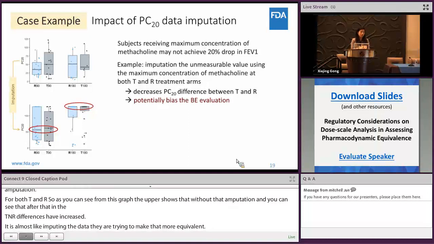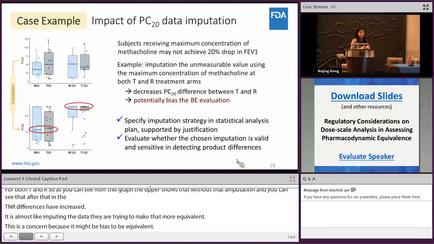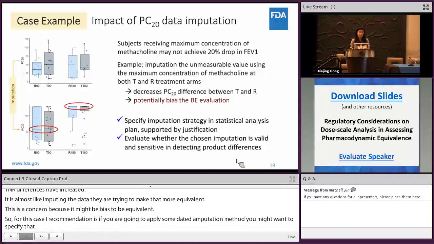So for this case, our recommendation is that if you're going to apply some data imputation method, you may want to specify that strategy in your plan, supported by adequate justification. It's also recommended that you evaluate whether the chosen imputation method is valid and sensitive in detecting product differences.